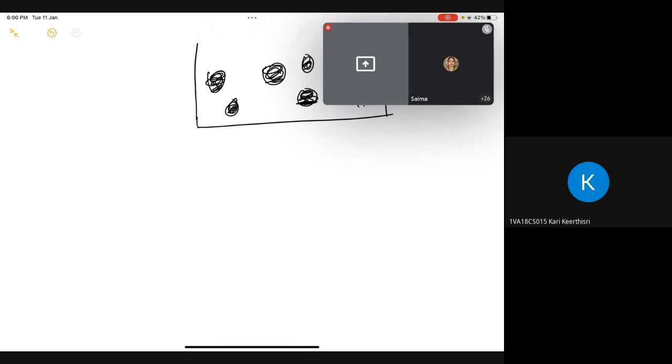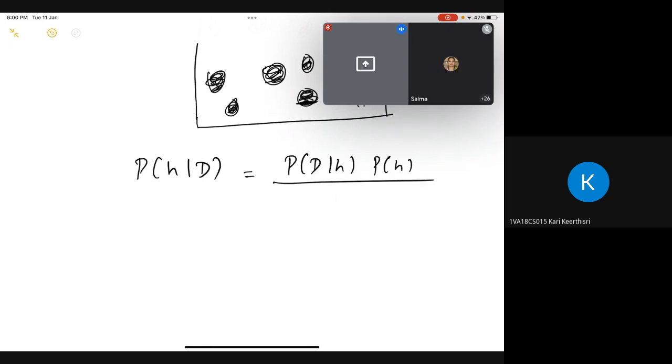Okay. Now, if you think about it, when I say probability of hypothesis given D is equal to probability of D given H times probability of H divided by probability of D, the term which affects the most in this particular equation is this one. That means, what is the probability that this data happens given this hypothesis? What is the probability that this data happens given that hypothesis?